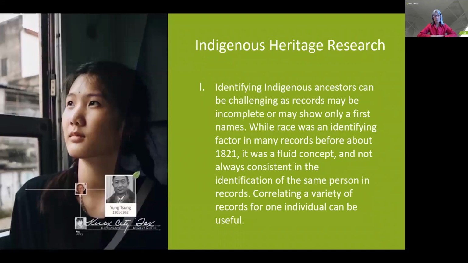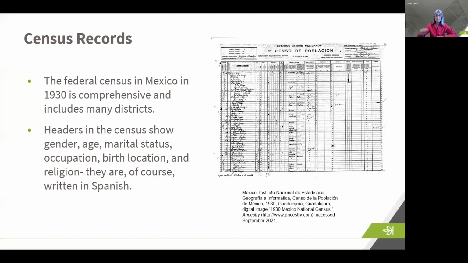Searching for information on ancestors with indigenous roots can be challenging, but there are records available. You may find records showing a first name only, so details about other persons in the same record can be helpful. Sometimes race was noted in records before 1821, but not always.